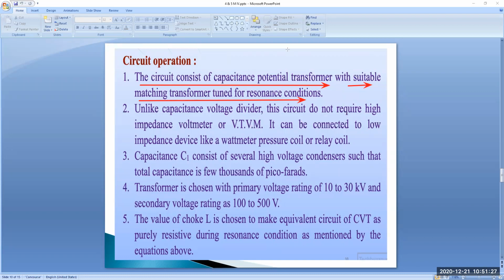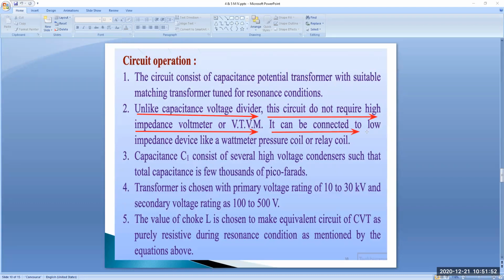I've already explained this concept. It's clear. Next, unlike the capacitance voltage divider, the circuit does not require a high impedance voltmeter or vacuum tube voltmeter. Electrostatic voltmeter is not required here, and vacuum tube voltmeter is not required. High impedance voltmeter is not required. It can be connected to a low impedance device like a wattmeter pressure coil or relay coil. It's clear.